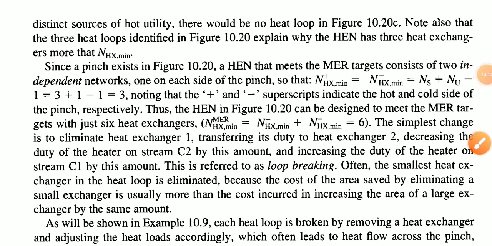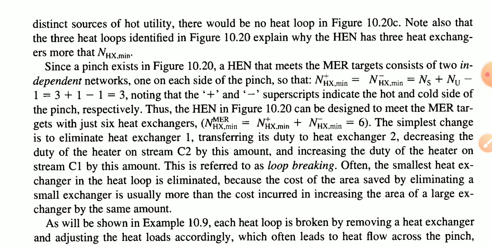Okay, and since the pinch exists in figure 10.20 for the heat exchanger network, that means the maximum energy requirement targets consist of two independent networks, one on each side of the pinch, so that NHX minimum is NHX plus NHX minus, and NHX is equal to NS plus NU minus NHX minimum. Okay, 1 is equal to 3 plus 1 minus 1, which is equal to 3.